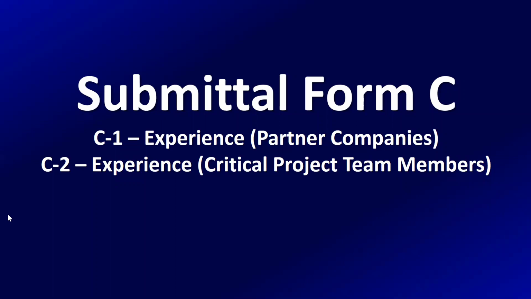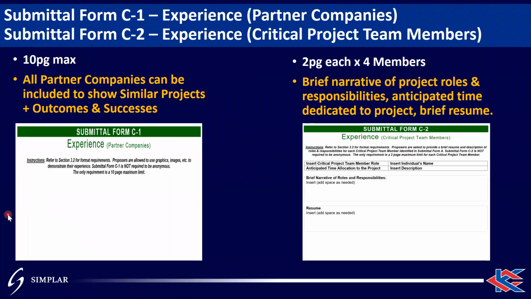As a quick reminder, Submittal Forms C1 and C2 both relate to experience. C1 is at the partner company level, whereas C2 is at the critical project team member level. So as a reminder, there is a 10-page maximum for Submittal Form C1, with all the companies included on your team in whatever combination you prefer to use the 10-page limit on. And then you've got 2 pages each for the 4 critical project team members, to provide a brief narrative of roles and responsibilities, but then also get into their resume.